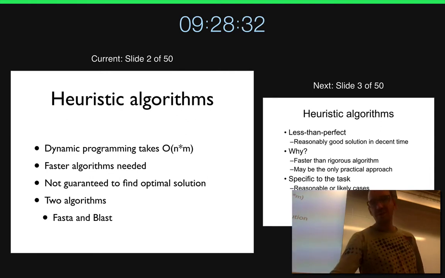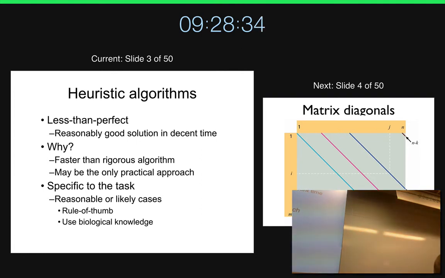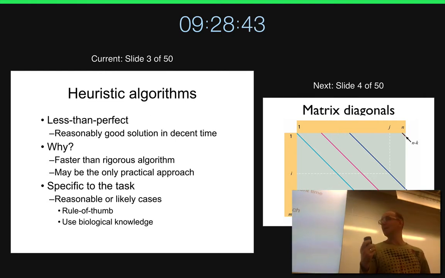So the idea is to use an algorithm that is less than perfect, not guaranteed to find the optimal solution. You can miss some things, but it actually is fast.